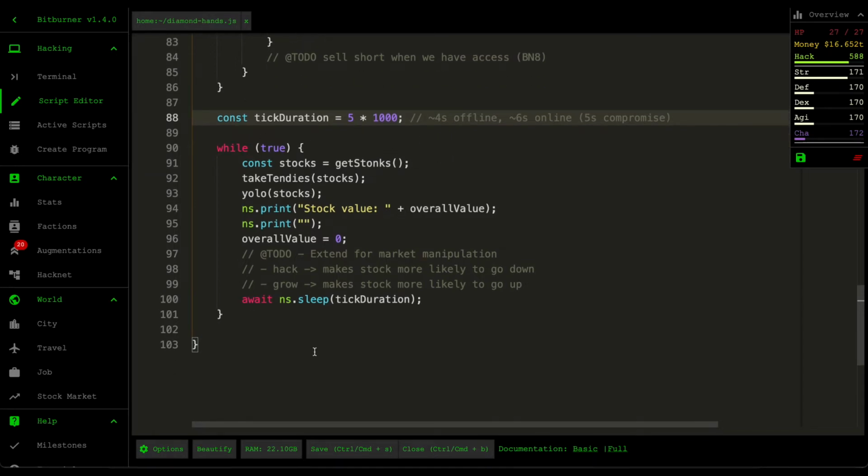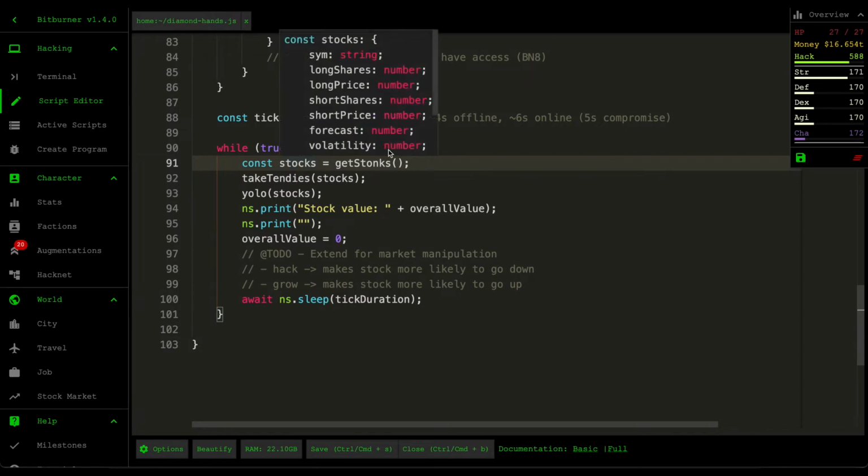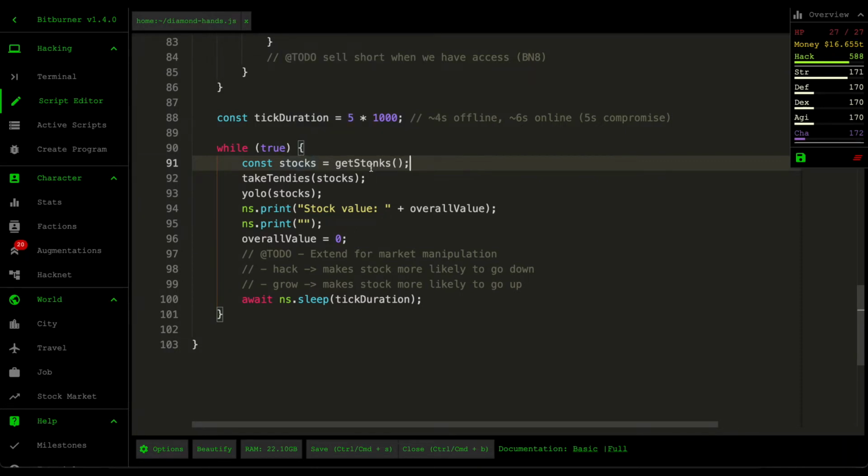Then moving into the main logic, the first thing we do is grab the stonks. I look at every single stock symbol and grab all the metadata information about it, such as how many shares I own, how much those shares cost, the profits, and so on. And then it orders them by profit potential, which I'm going to explain a little further when we get into this getStonks function.